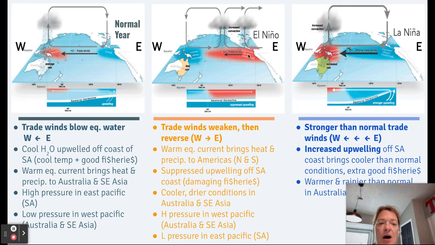It suppresses the upwelling off the coast of South America, which is actually very damaging to the fisheries. And it creates cooler, drier conditions in Australia and Southeast Asia. So they're actually getting less rain. The rain is shifting then towards the United States or North America.